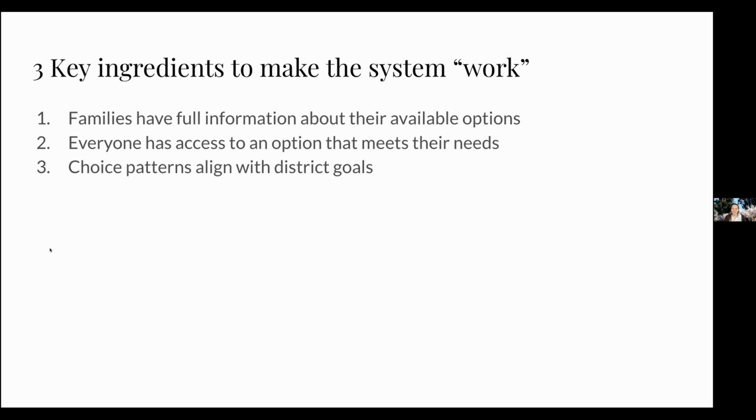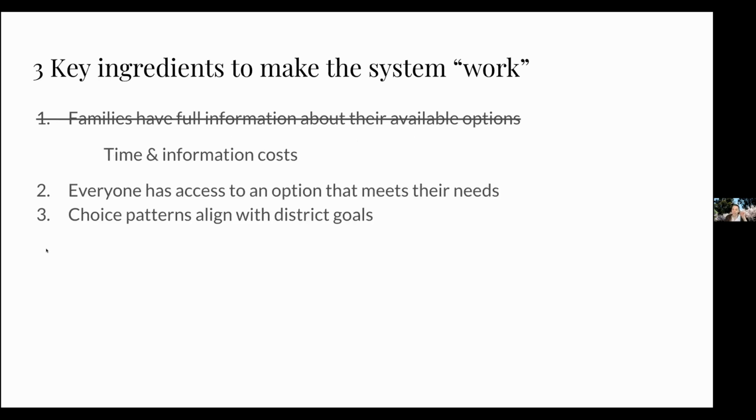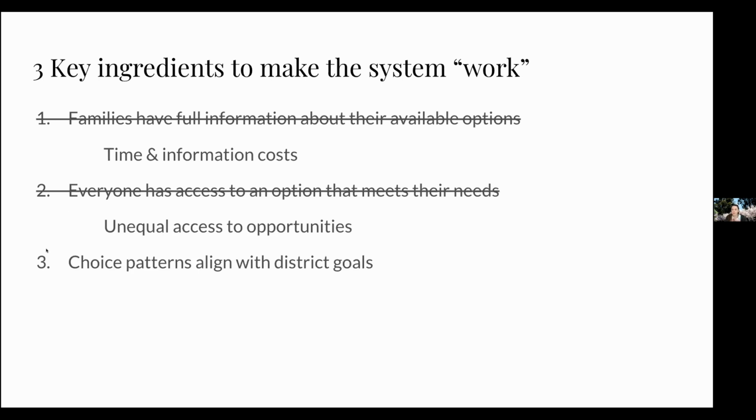As I alluded to earlier in the talk, there are some challenges meeting these ingredients. There are time and information costs to finding out about schools. There is unequal access to opportunities, in terms of maybe transportation constraints or social costs to going to certain schools. And then the design of the system and the way that it asks parents for their individual preferences tends to prioritize self-interest and competition rather than aligning choice patterns with district goals.